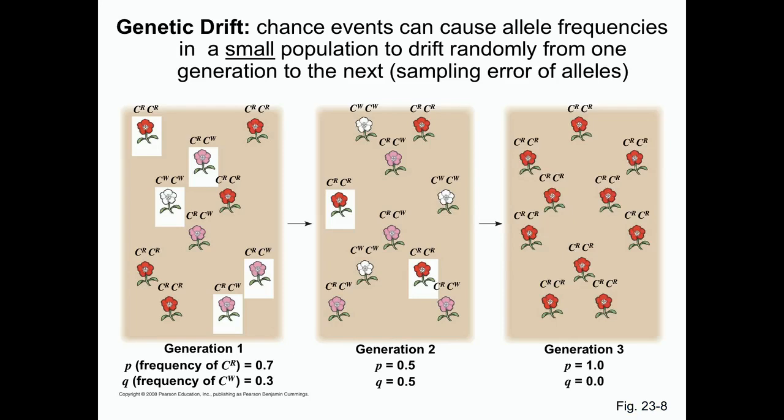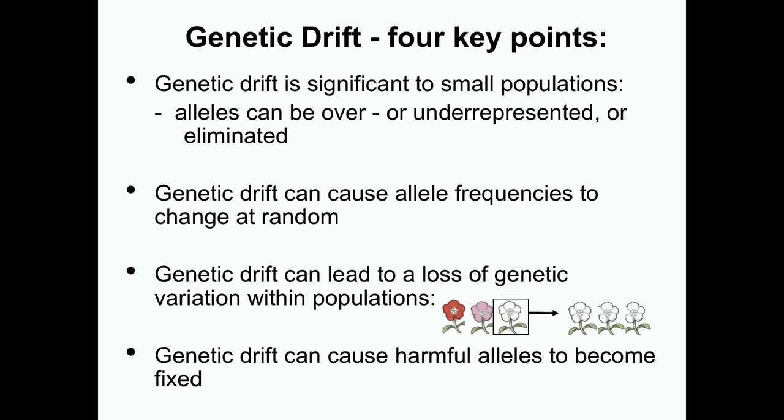In this case, generation 3, we end up with only red flowers, 100% red, and white has actually gone away. So this is most likely to happen in small populations, because in large populations, random chance leading to dramatic changes in gene frequency is less likely, just because you have so many more possible mating encounters. Small populations tend to be much more subject to this, and we'll look at that again in more detail in class. So again, just to summarize genetic drift, it's random.